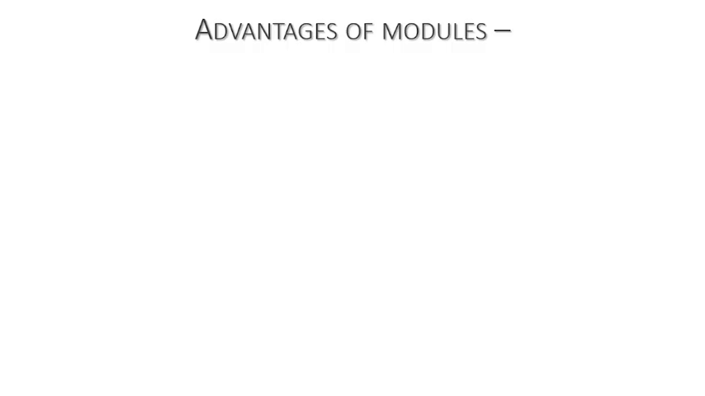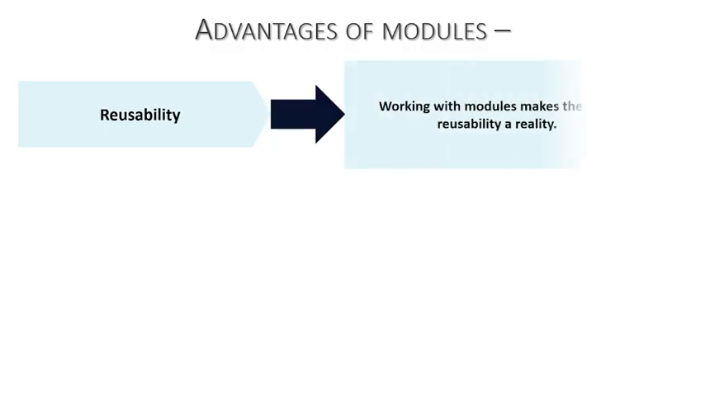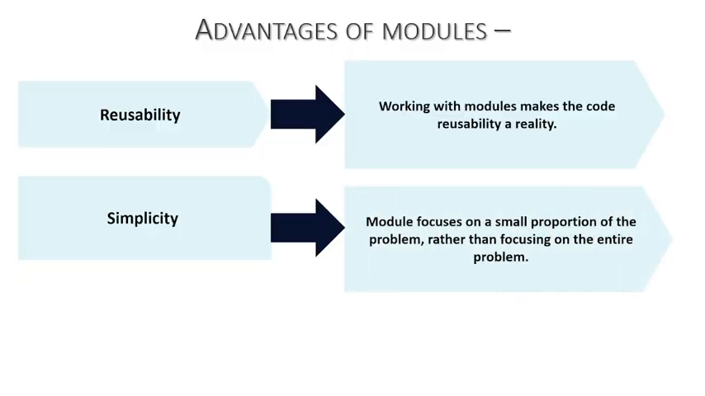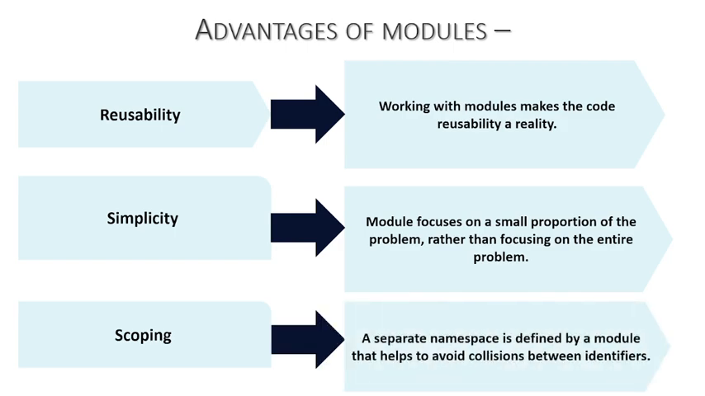Now comes the advantages of modules. First one is reusability. Working with modules makes code reusability a reality. That means a module can be reused in many locations. Second is simplicity. Modules make the program simple and easy to use. And scoping means that we can limit the scope of the function where it is being used.